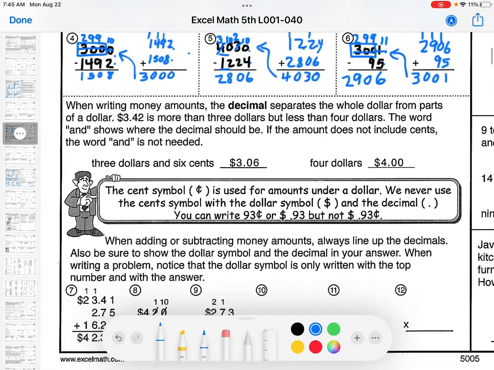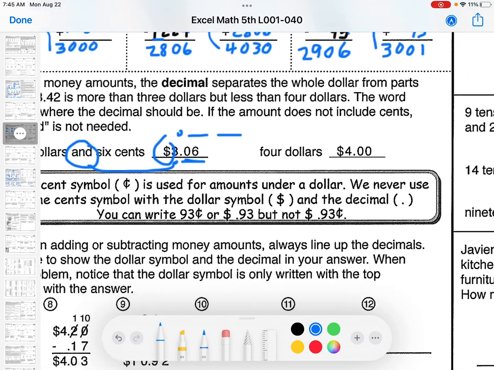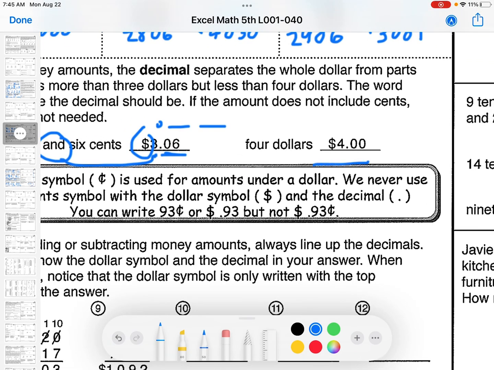Okay, now, we're going to learn about writing money. This is $3.06. Notice the decimal point takes the place of the word and. $3.06. We always have 2 numbers after the decimal point in money. Here's how to write $4, or you can write $4.